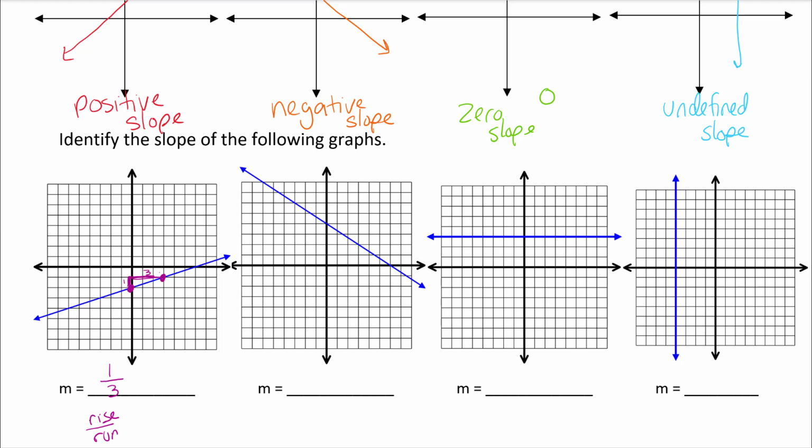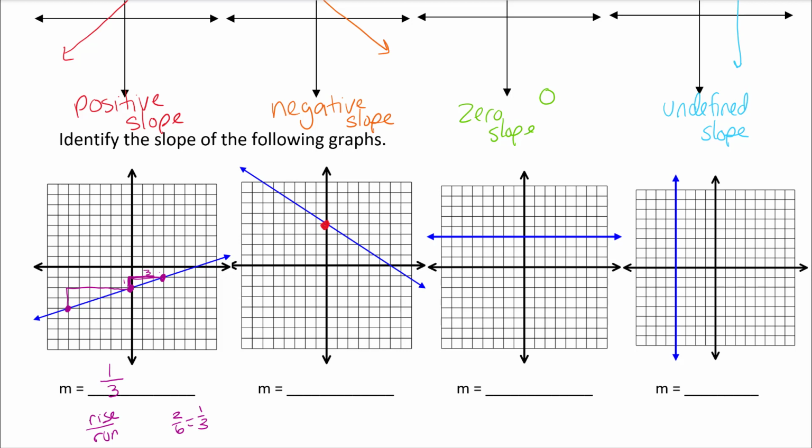It makes sense because it's going uphill, right? Now I could have used this point, and guess what? You're still going to get 1/3, okay? Even if you used this point and that point, you're going to go up 2 and over 6. 2/6 still reduces to 1/3. So your answer is still 1/3. No matter which 2 points you pick, as long as you count correctly, you're going to get the same answer. Let's try the next one.